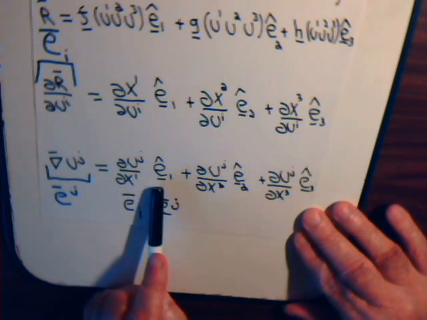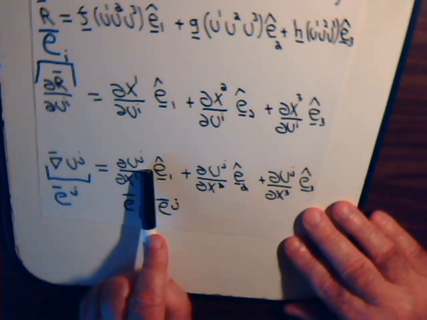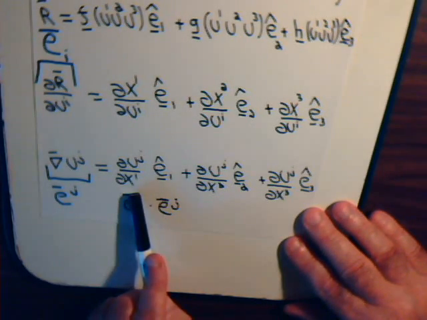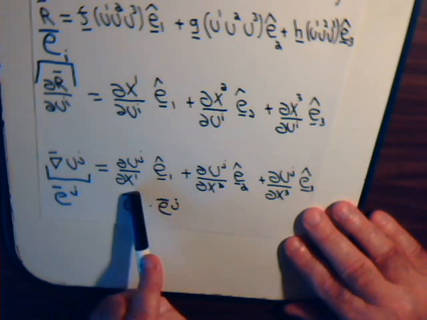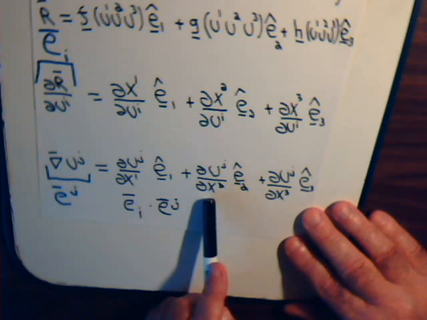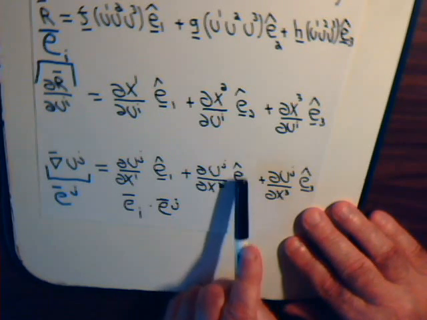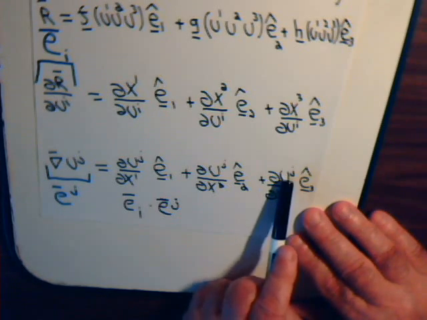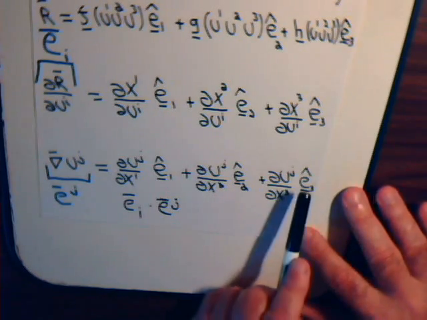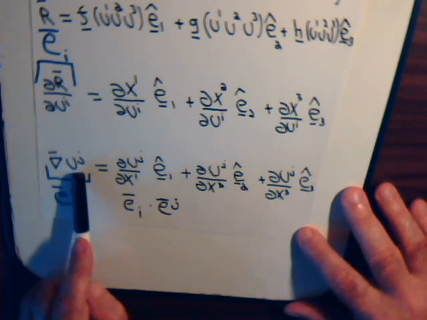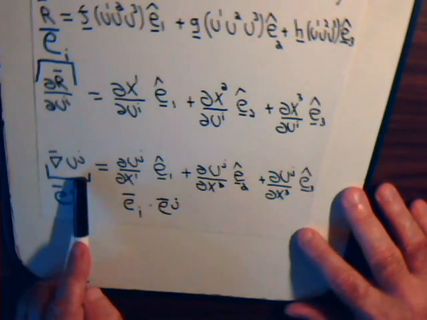I can take the partial expression of any one of the curvilinear coordinates. Let's just say j equals 1. So the partial of u1 with respect to x1 times the unit vector for that axis, plus the partial of u1 with respect to x2 times the unit vector for that axis, plus the partial of u1 with respect to x3 times the coordinate vector for the x3 axis. And we can do this when j equals 1, j equals 2, j equals 3.